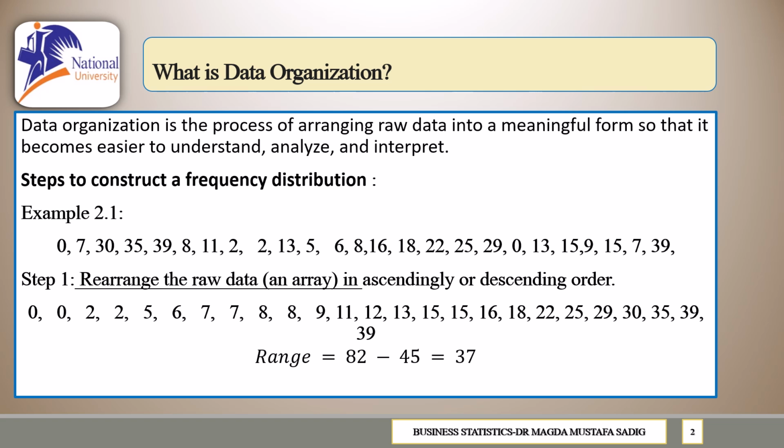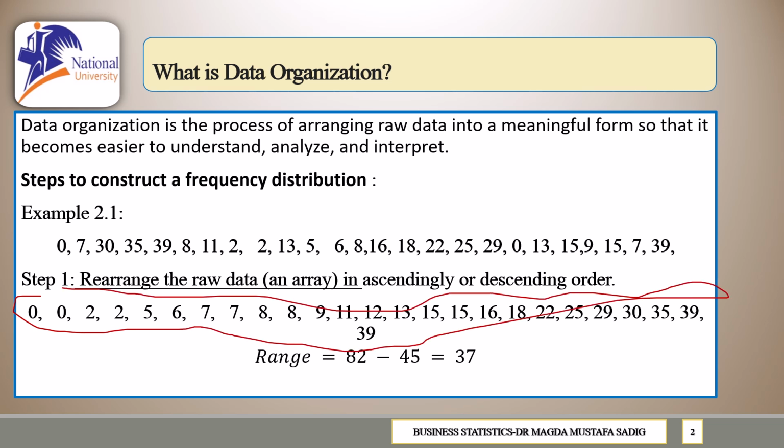Today's example contains the following raw data: 0, 7, 30, 35, up to 39. The first step is arranging the observations in ascending order. So here we rearrange the raw data. The data appeared in example 2.1. We rearrange ascendingly from the smallest to the largest. So we start from 0, and whenever the numbers are repeated, we write them as they are. This is the new form of the data after we arrange it.